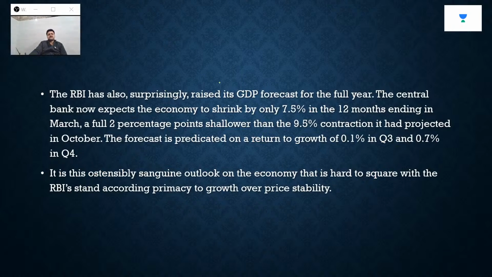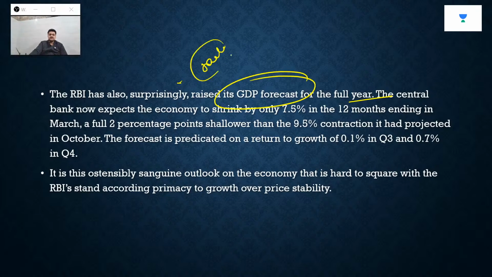The RBI has also surprisingly raised its GDP forecast for the full year. So this is the view of the editorial, that RBI has raised its GDP forecast, and that is a surprise for the newspaper. The central bank now expects the economy to shrink by only 7.5% in the 12 months ending in March, a full 2 percentage points shallower than the 9.5% contraction it had projected in October.